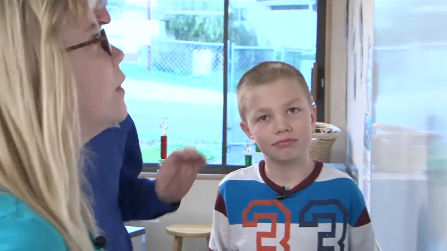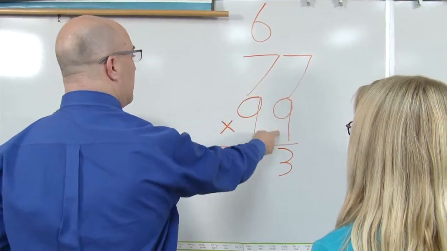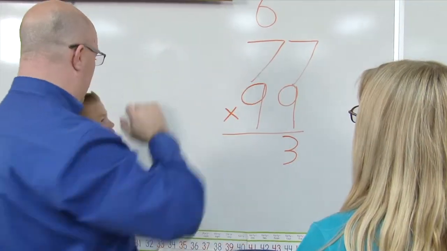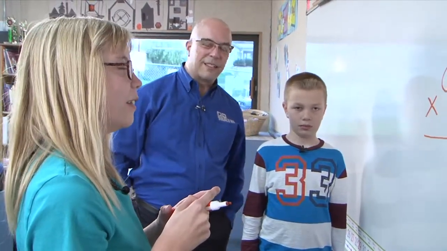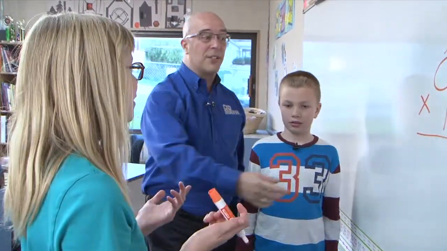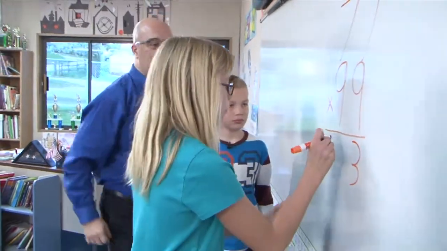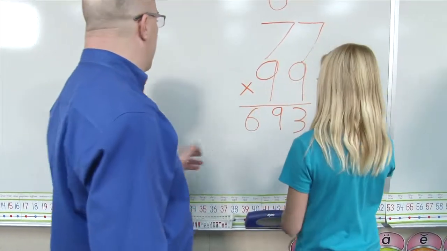Now, Ryley, we're going to do 9 times 7 again, which is 63. Now 63 plus 6. 64, 65, up to 69. There you go, 69. So we're going to put the 9 and then the 6 over there. Perfect.